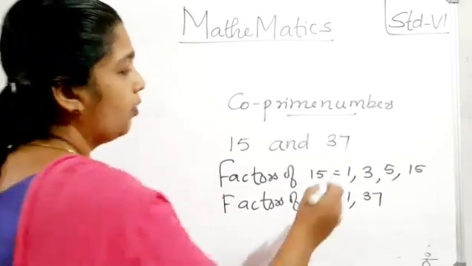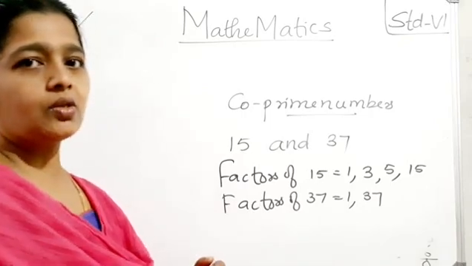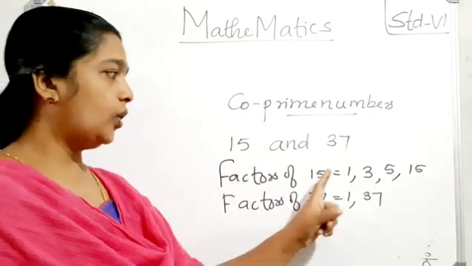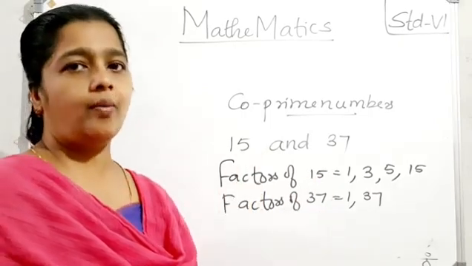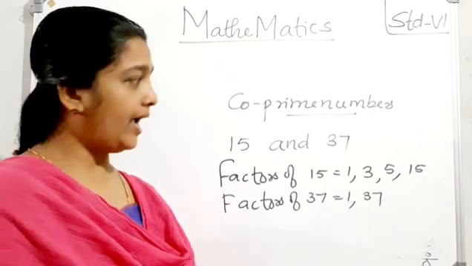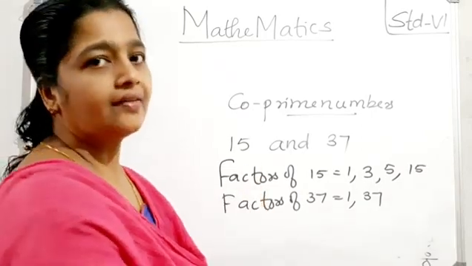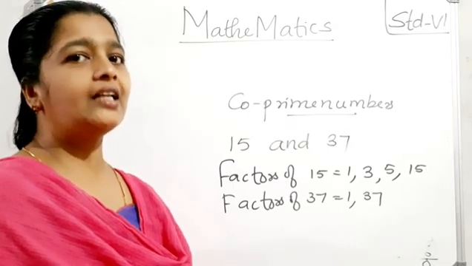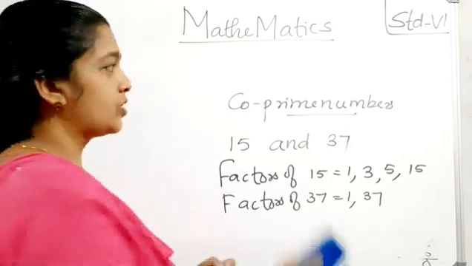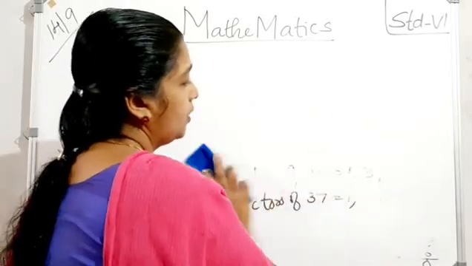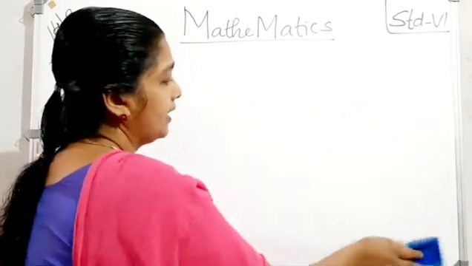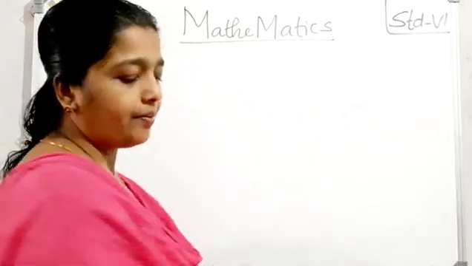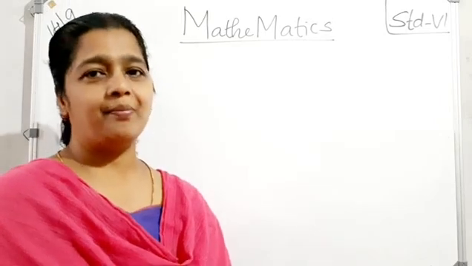Then here 1 is common. So these two numbers have only one as a common factor. Then we can say that 15 and 37 are co-prime numbers. Understand? These are co-prime numbers. So two numbers having only one as a common factor are co-prime numbers.